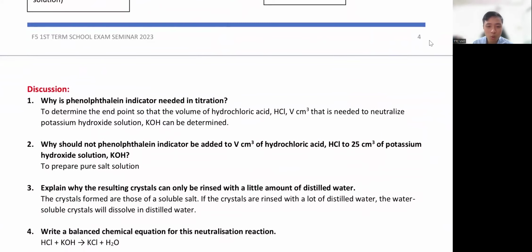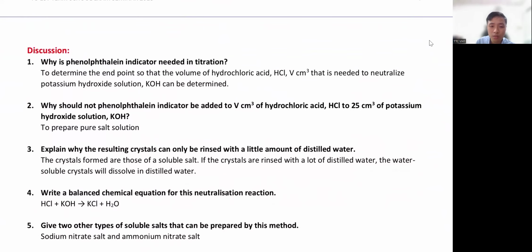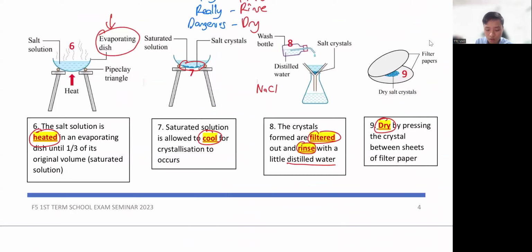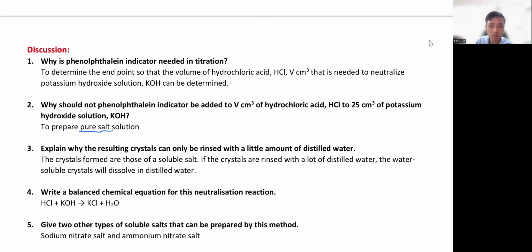Discussion. Why do you need to use phenolphthalein indicator? What's the reason? The reason is very simple, so that you get the endpoint. You can know when you need to stop titrating. Second, why should phenolphthalein indicator not be added in the second step? The reason is I want to get a pure salt solution.